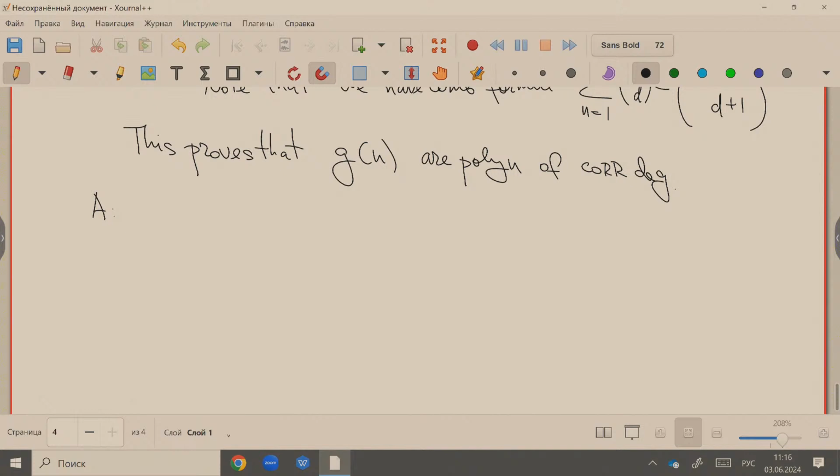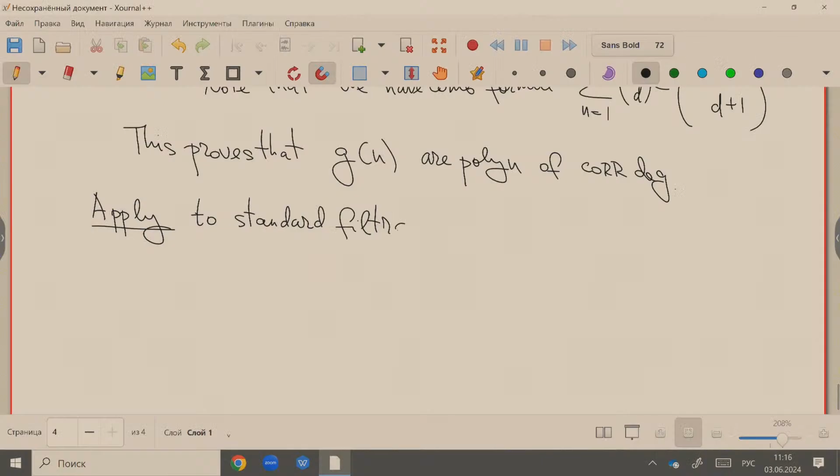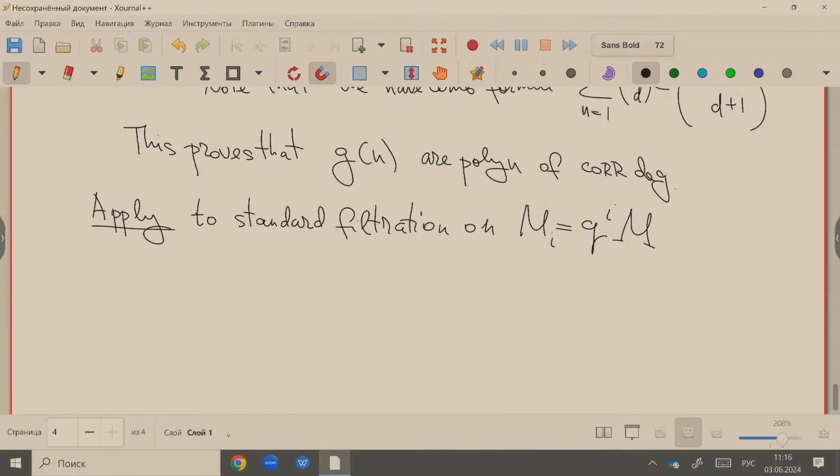So now apply it to the case of the standard filtration on M equal to Q^i times M. And so you get that Gn will be the corresponding length function of M modulo Q^i M. So this will be a polynomial for high degrees.